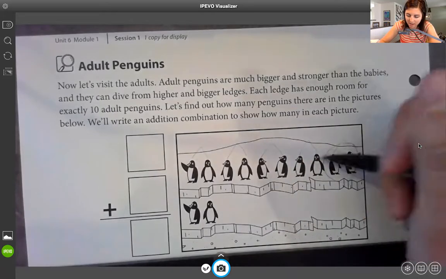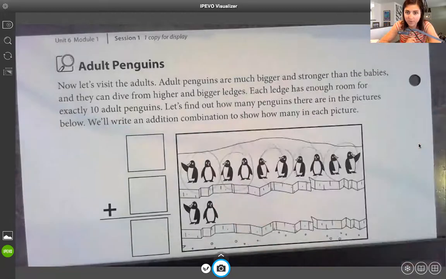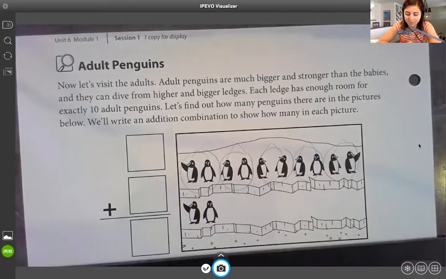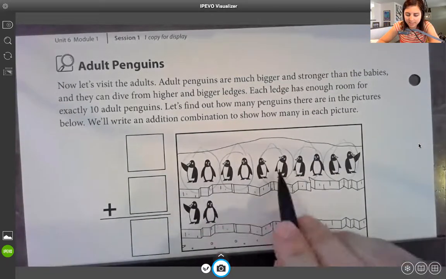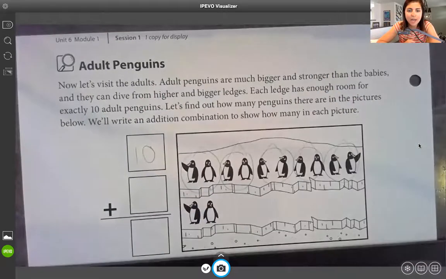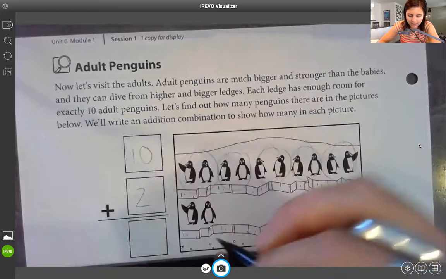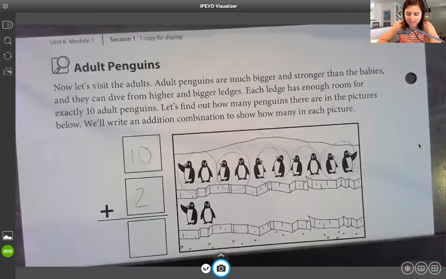If I circle them, these are pairs. Remember, 2 is a pair, that's an even number. So 2, 4, 6, 8, 10. We have 10 adult penguins on the high ledge. How many adult penguins on the low ledge? 2, right? 2. I see. My brain says, oh, 10.